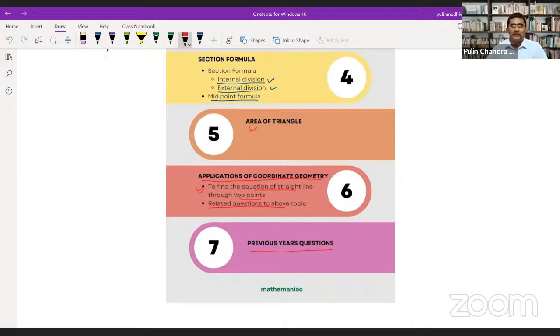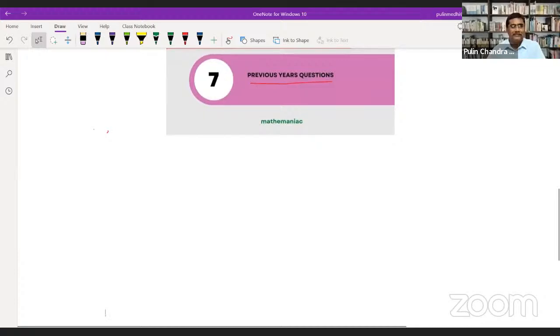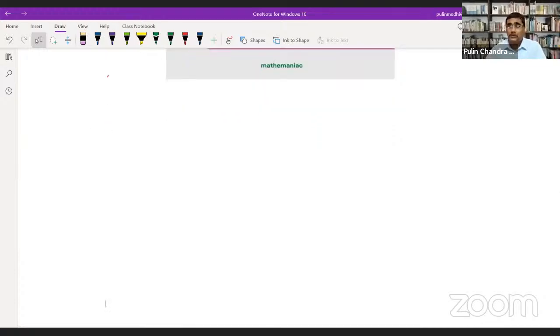So let us start. Okay, first of all, what is coordinate geometry, right? So we need to know what is coordinate geometry. It's not that I'm going to tell you the complete background of this, but actually coordinate geometry, what does it mean? How it evolved, that is to be known.